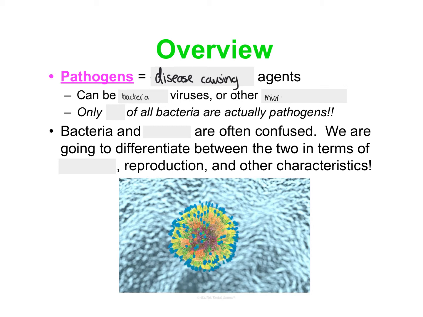But really, it's only 1% of all bacteria that are actually considered to be pathogens and considered to be harmful or disease-causing. So bacteria and viruses are often confused. So in this section, we're going to differentiate between the two of them in terms of structure, reproduction, and other characteristics.